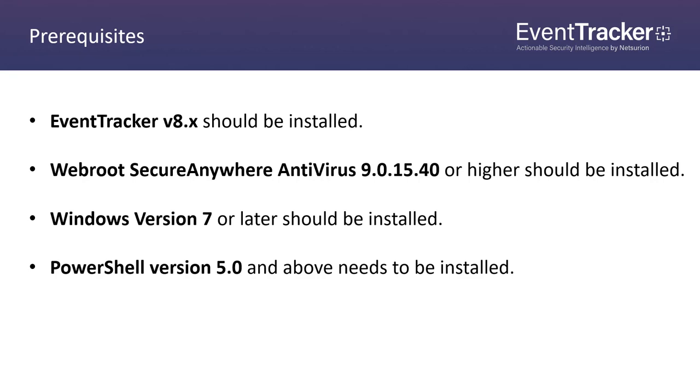To tune WebRoot SecureAnywhere with EventTracker, EventTracker version 8 and above should be installed. WebRoot SecureAnywhere with the specified version as shown or higher should be installed. Windows version 7 or later should be installed. And PowerShell version 5 and above needs to be installed.